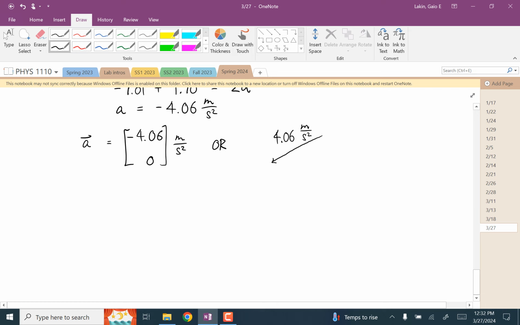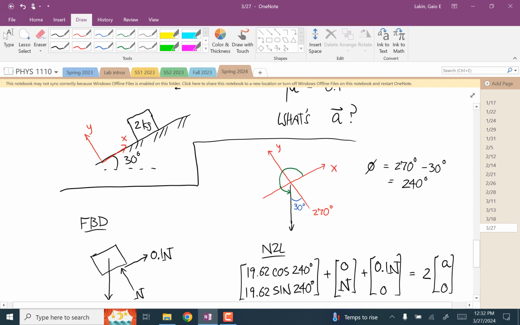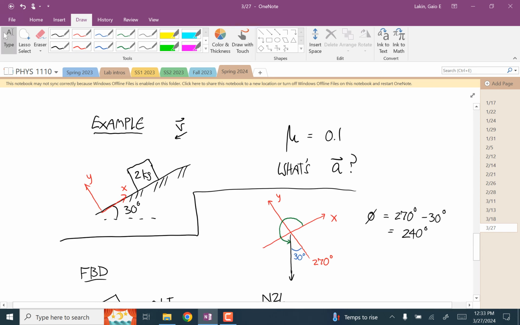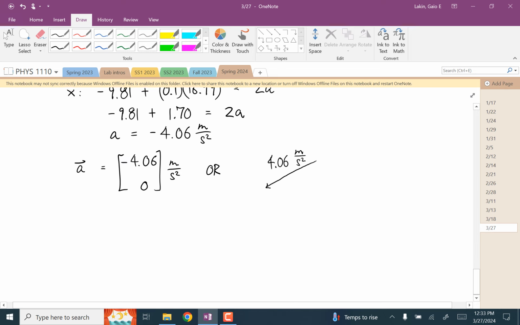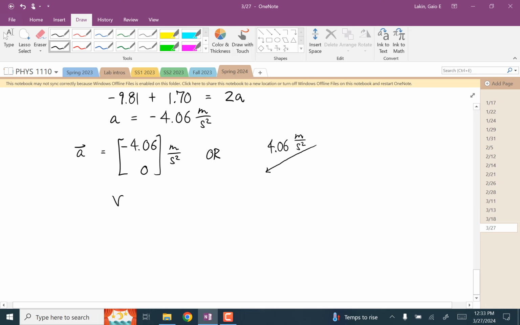So now, can we tell whether this is speeding up or slowing down? Yeah, we know the direction of the velocity is down the ramp. We just figured out the acceleration is also down the ramp, so it's speeding up. These are in the same direction. So it's speeding up.